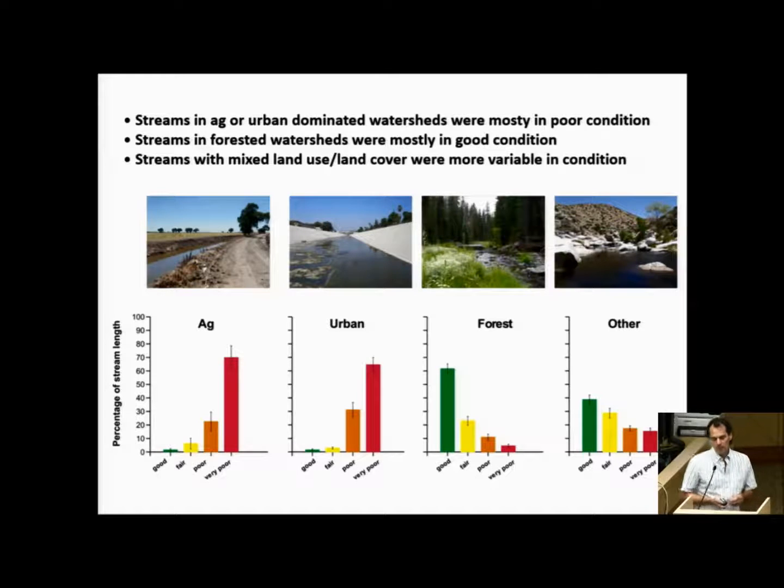Okay, the bar charts across the bottom, the color coding is the same as in the previous graph. The y-axis is percentage of stream length. We found that streams in ag or urban dominated watersheds were mostly in poor condition. Streams in forested watersheds were mostly in good condition, and streams with mixed land use and or land cover were more variable in condition.